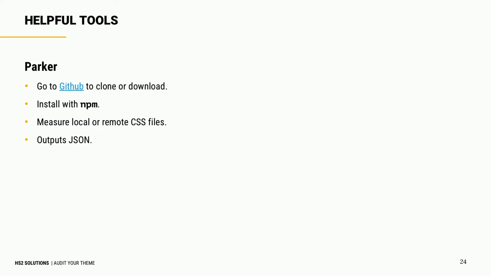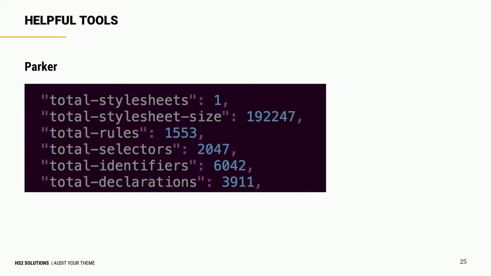So let's take a look at Parker's JSON output by running it against a local CSS file from a D8 project I was on. The theme is a sub-theme of the Zurb Foundation theme and utilizes most of the Zurb Foundation front-end framework. All right, this is the JSON output.